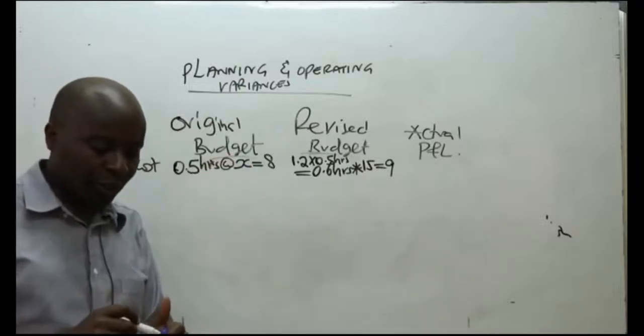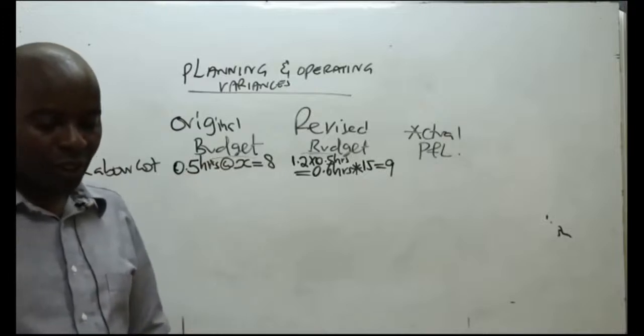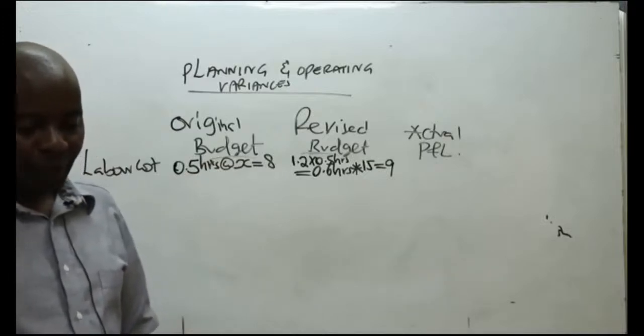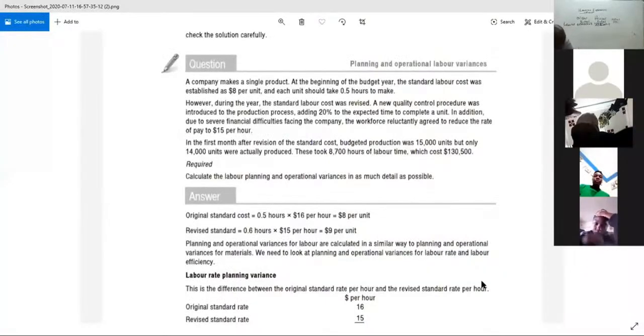We continue reading the question. So we are told here, ladies and gentlemen, in the first month after revision of the standard cost, the budgeted production was 15,000 units, but only 14,000 units were actually produced. This took 8,700 hours of labor time, which cost 130.